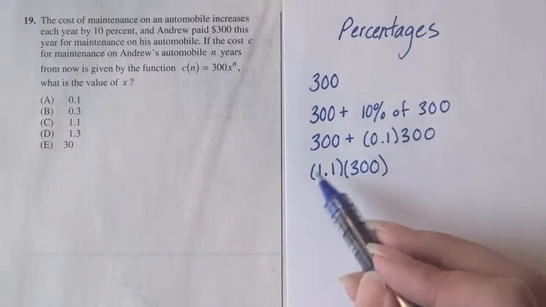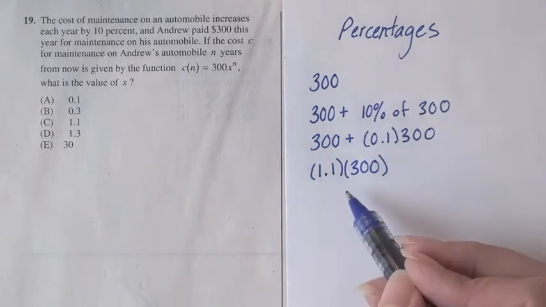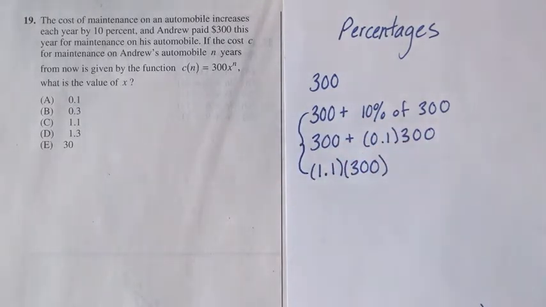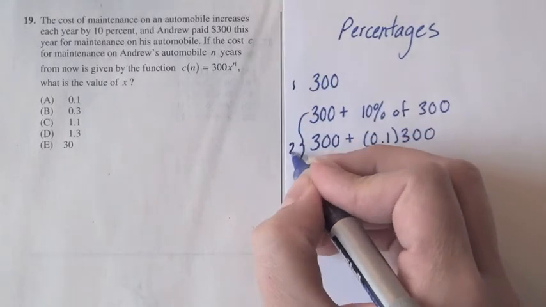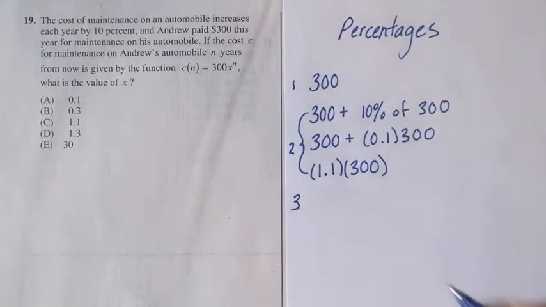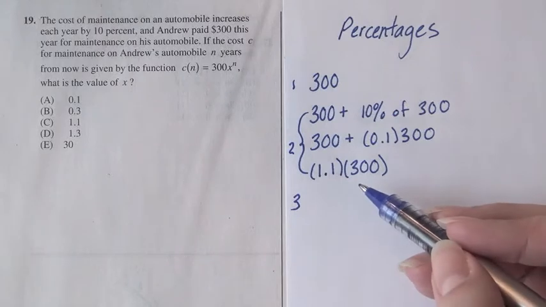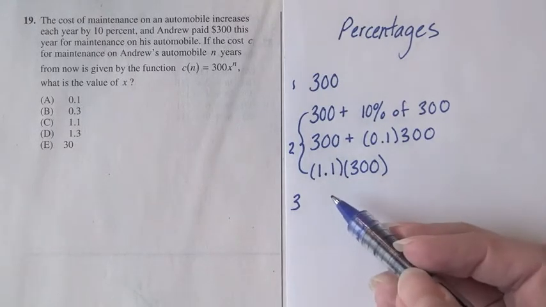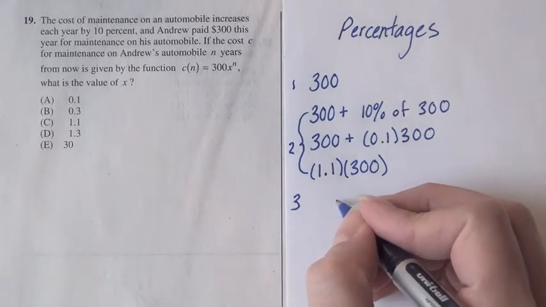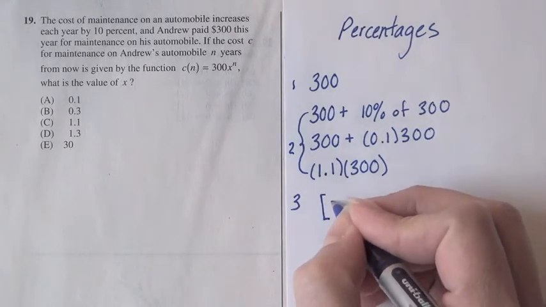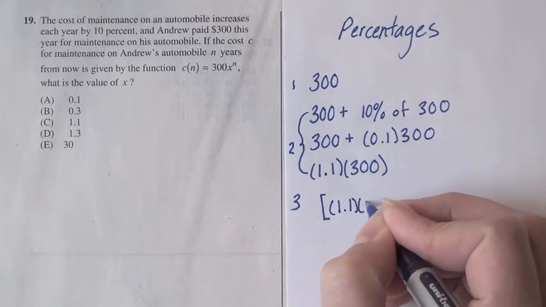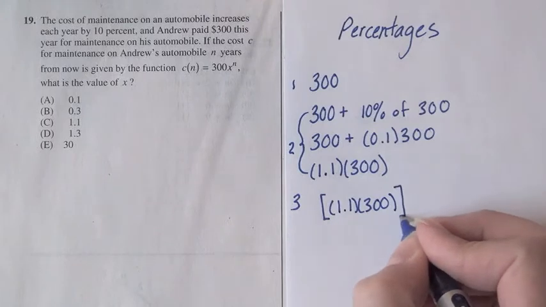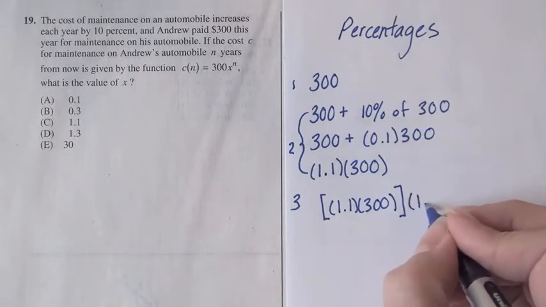So, in order to increase something by 10%, we just multiply it by 1.1. So that's what happened in year 2. So there's year 1, year 2. So let's move on to year 3. We'll have to take what was paid in year 2 and increase it by 10%. We already know how to do that. We multiply by 1.1. So we'll have to take everything that was paid in year 2, 1.1 times 300, just pulling from here, and multiply it again by 1.1.